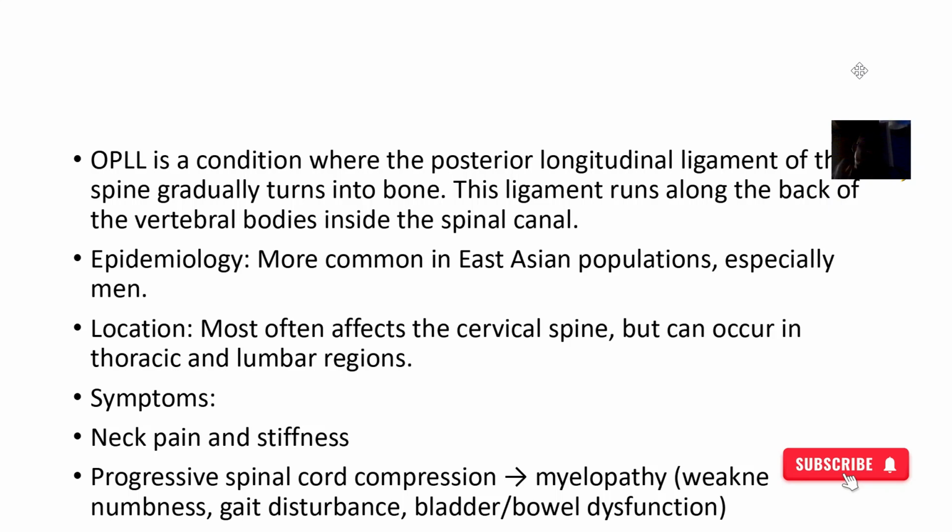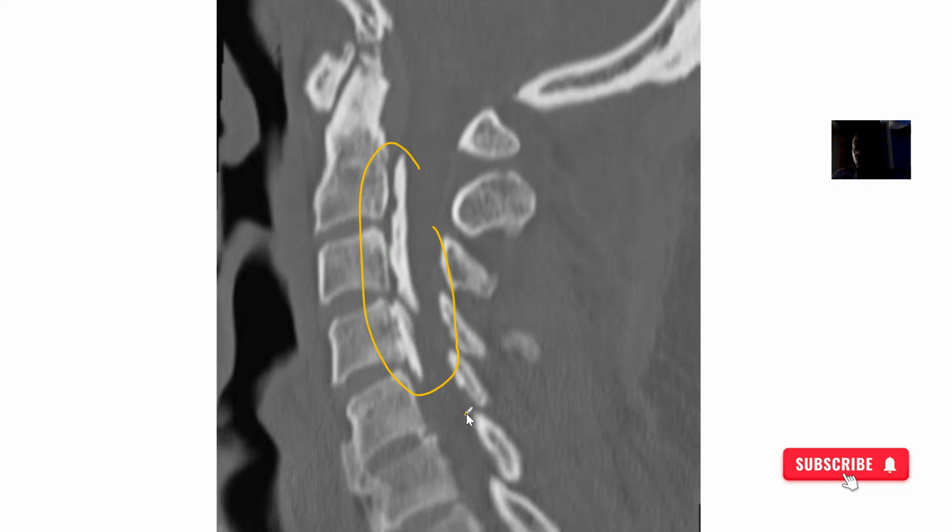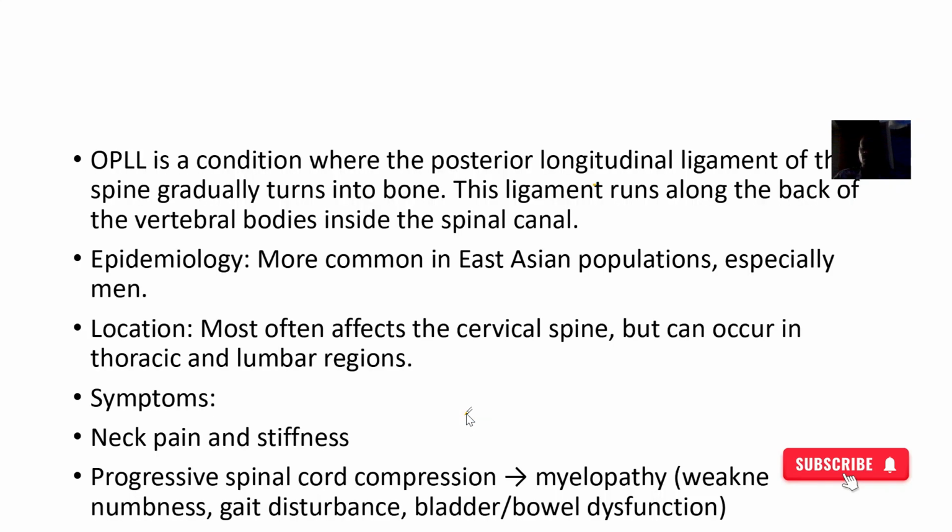So the ligament runs along the back of the vertebral bones inside the spinal canal. So you have the spinal canal where what? Your bundle of nerves are passing. So if this ligament is becoming stiff, it can also even impinge on your spinal cord, causing a lot of issues. So what's the epidemiology? It is most common in East Asian populations, especially men, and it often affects the cervical spine. That's up in the neck.